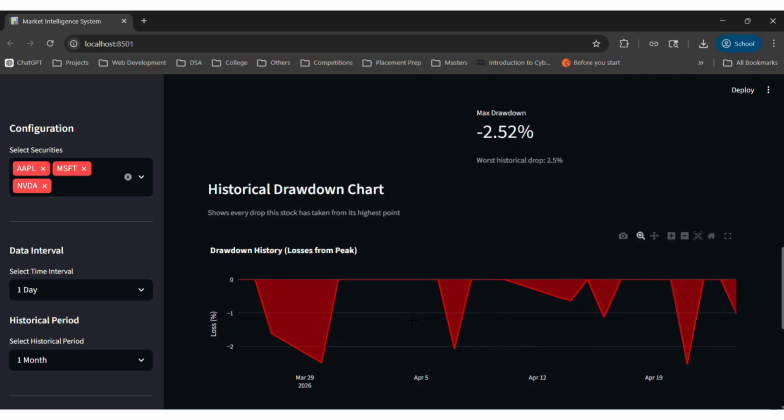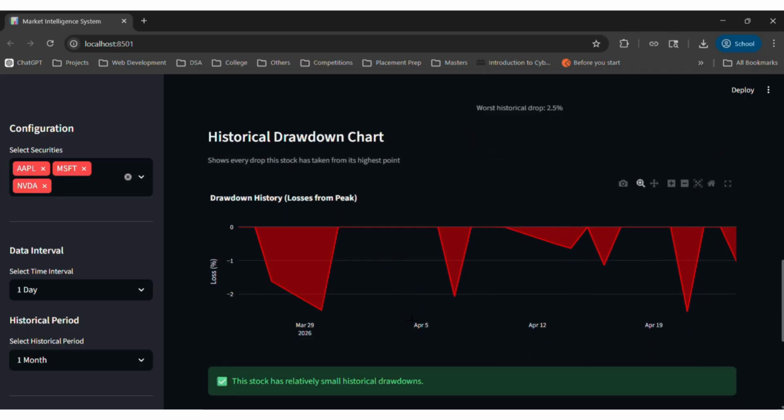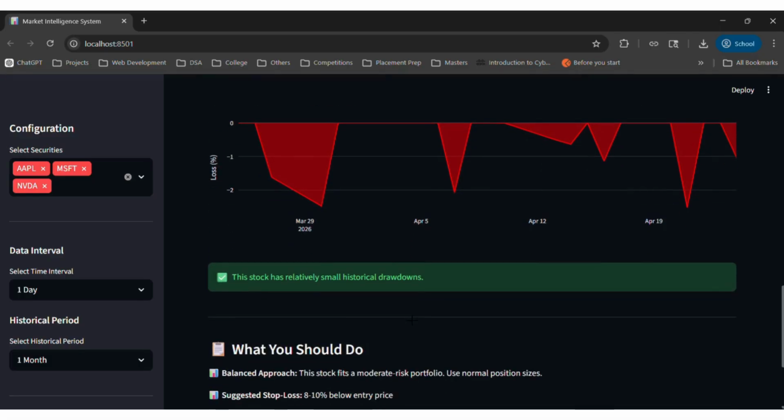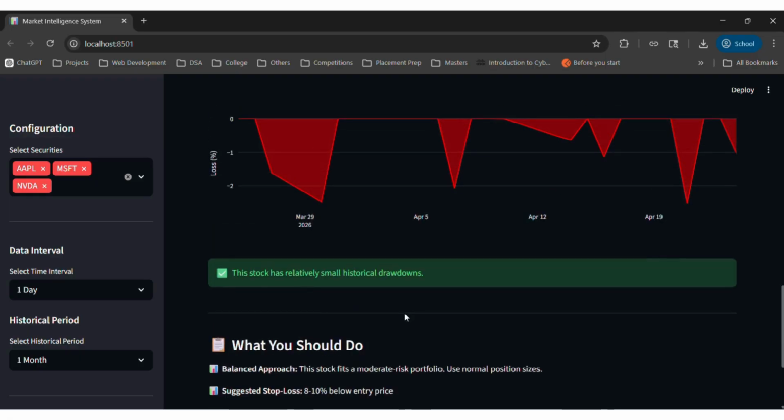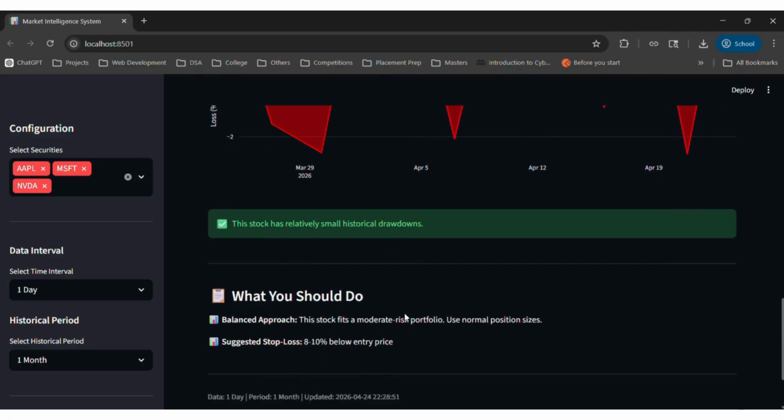We also visualize drawdown history, which shows how much the portfolio has fallen from its peak and how quickly it recovers. This is critical for understanding capital preservation capability. Based on all these metrics, the system provides a risk classification, such as low risk, moderate risk, or high risk. What this means is this helps the user answer: is this portfolio aligned with my risk tolerance?